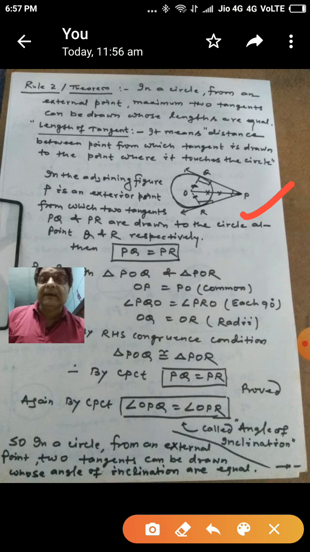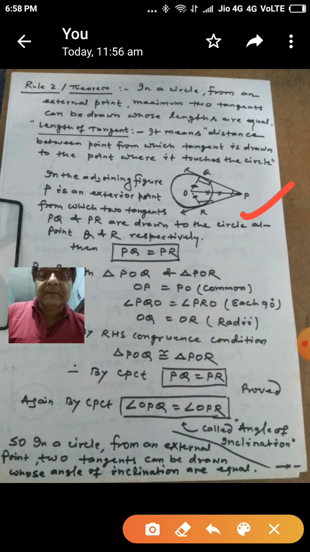So once again, we will state this rule or this theorem: in a circle from an external point, maximum two tangents can be drawn whose lengths are equal. Now, can this be proved easily? You see what is given here. For a circle, an external point P is there, from which two tangents PQ and PR are drawn. We have to prove that PQ equal to PR.